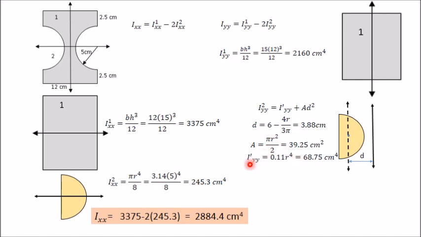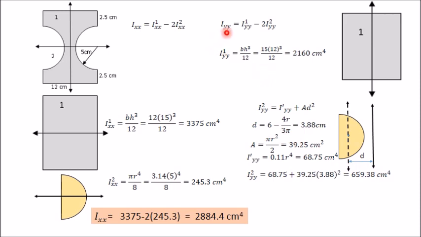Now I dash yy is 0.11 r raised to 4, that I already told you: moment of inertia of this semicircle with respect to centroidal y-axis is given by 0.11 r raised to 4. So we calculate this value. Now put all these values in this equation, you will get moment of inertia for area 2. So moment of inertia for area 2 with respect to this axis is obtained as 659.38 centimeter raised to 4.